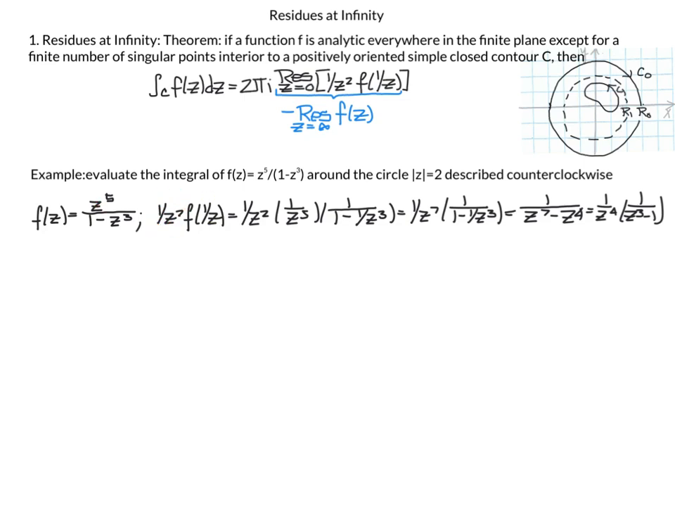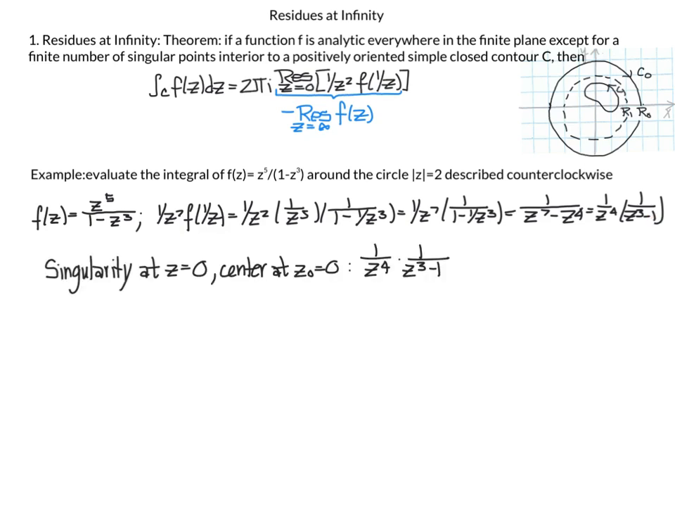Plugging in 1 over z here for the z to the 5th, I get 1 over z to the 5th. And then plugging in 1 over z here, I get 1 over 1 minus 1 over z cubed. I multiply my z squared and my z fifth here to get z to the 7th, and then I multiply my z to the 7th times 1 minus 1 over z cubed, and I get 1 over z to the 7th minus z to the 4th. I factor out my z to the 4th, and I get 1 over z cubed minus 1.